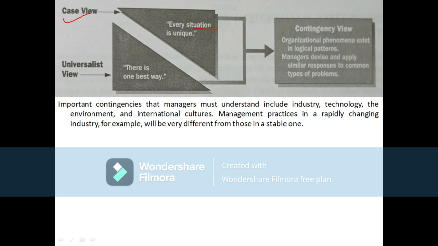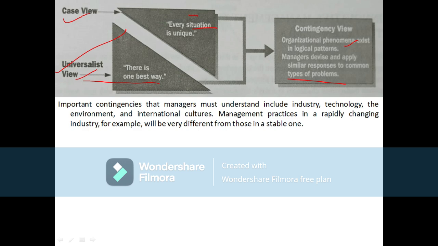Organizational phenomena exist in logical patterns, the contingency view. And if you see the universalist view, it has worldwide applicability. Universal applicability means there is one best way. But if you see only the case view, it depends upon the situation. So managers devise and apply similar responses to common types of problems. If the problem is common, it is common everywhere. For example, absenteeism in the organization is common for every organization. For that, there will be one best way. That means it is the universality view.